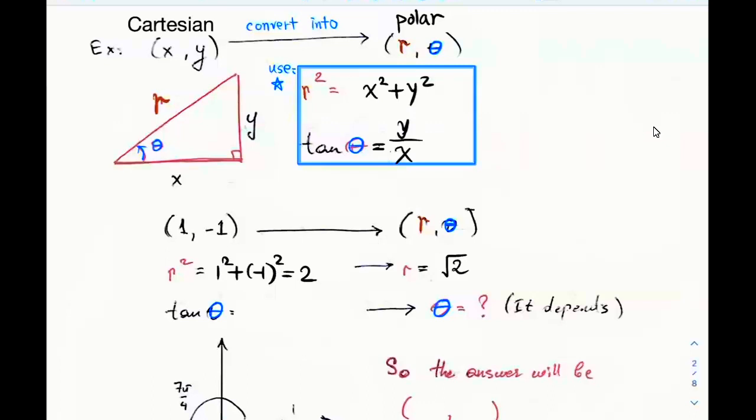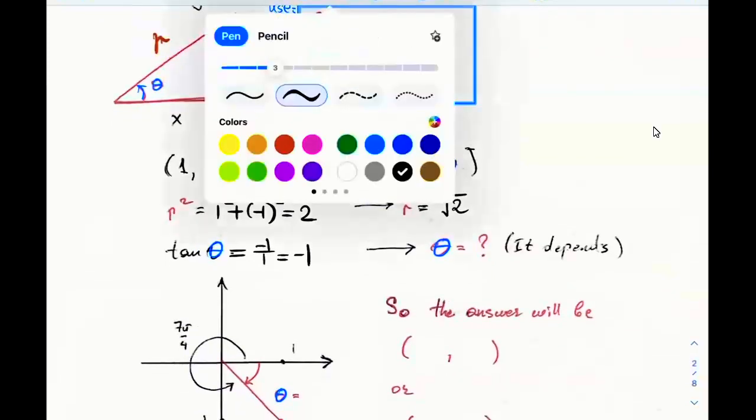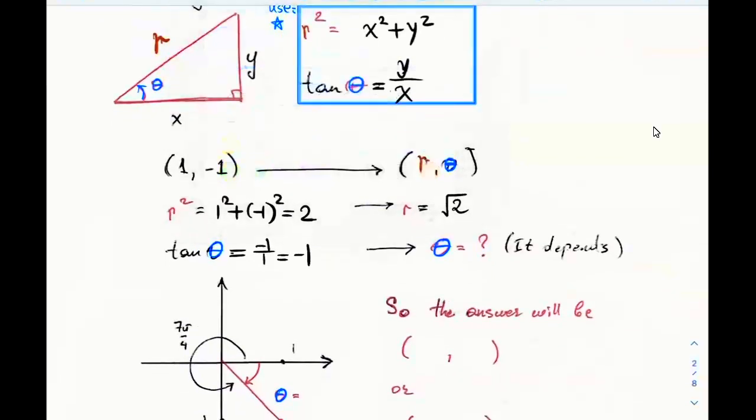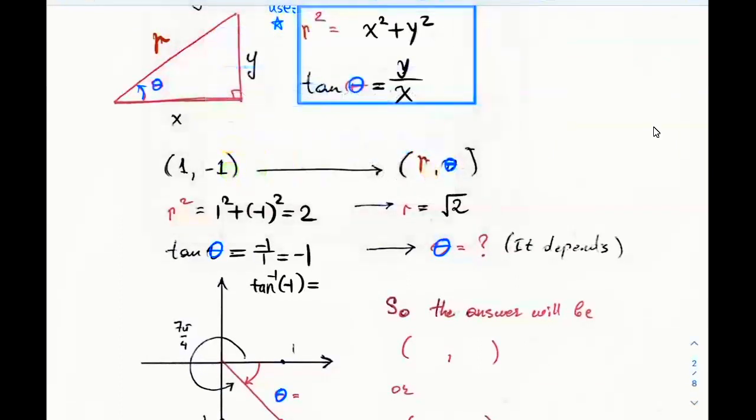Then let's try to figure out theta. Tangent theta equals what? -1 over 1, which is -1. And then what would theta be equal to? If you take inverse tangent of -1, what angle do you get? Pi over 4, right? Remember, if you take inverse tangent of -1, you will get pi over 4. Okay, so you should get pi over 4.